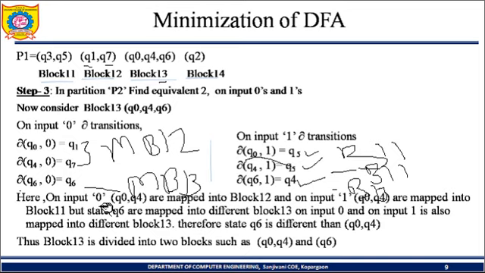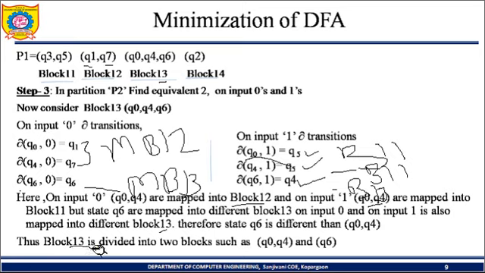So here on input 0 Q0 and Q4 are mapped into block 1 2. On input 1 Q0 and Q4 are mapped into block 1 1, but state Q6 is mapped into a different block, 1 3, on input 0 and on input 1. Therefore state Q6 is different than Q0 and Q4.